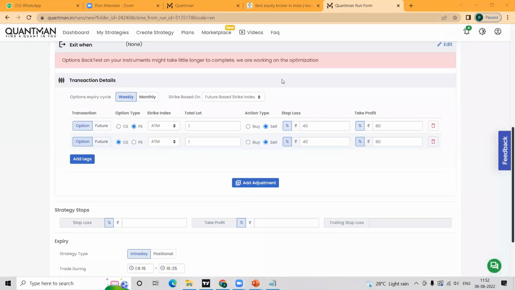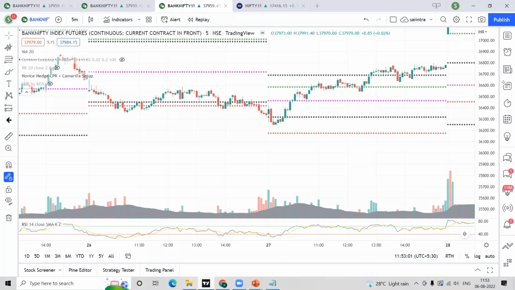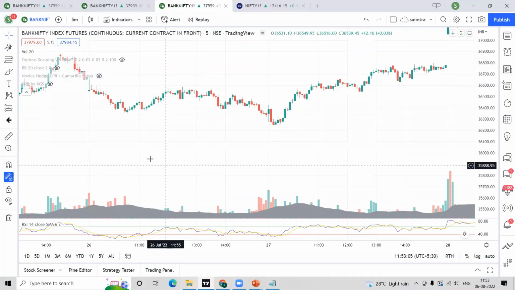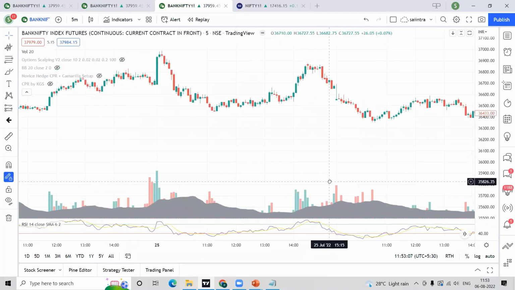Okay, we are addressing a lot of queries because so many people are waiting for the options buying strategies. We can go for that. So before going to options selling, I will explain the options buying thing. This is the 5 minutes, same way.